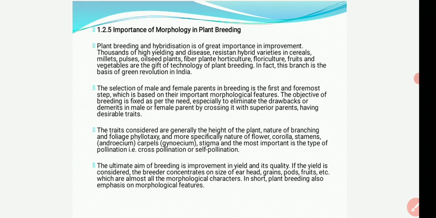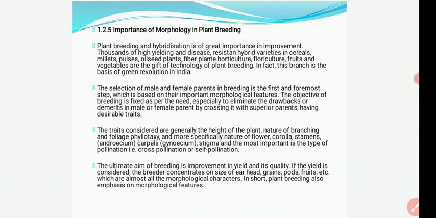The selection of male and female parents in breeding is the first and foremost step, which is based on their important morphological characters. And the objective of breeding is fixed as per the need, especially to eliminate the drawbacks or demerits in male and female parents by crossing them with superior parents having desirable traits or characters.